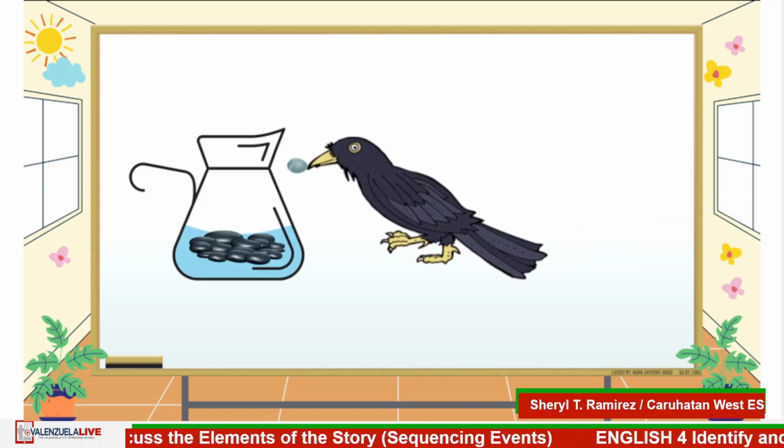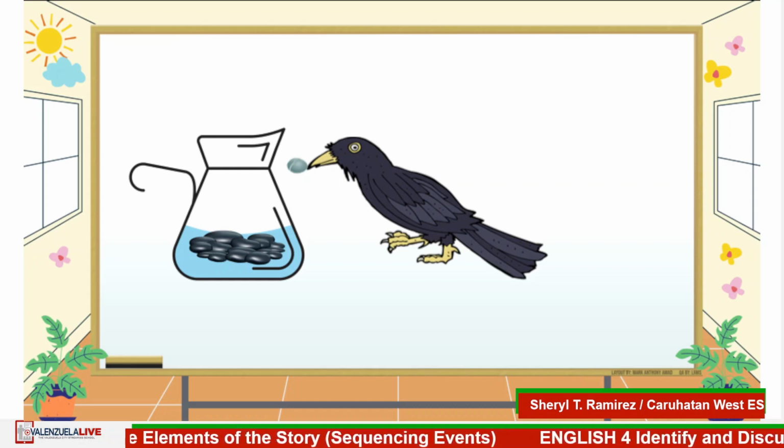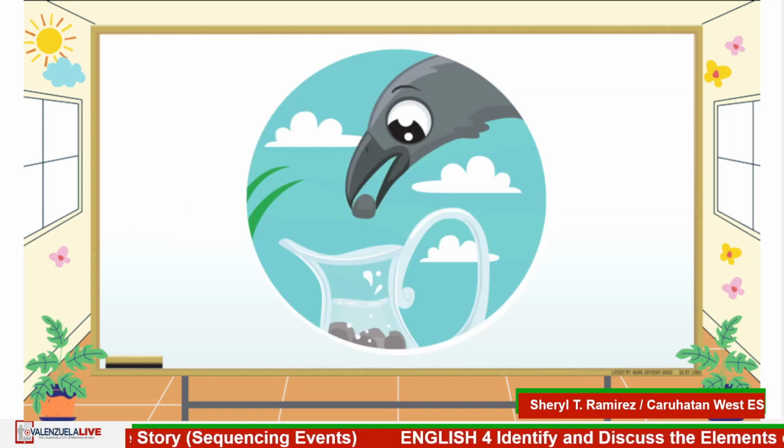Then a thought came to him, and he took a pebble and dropped it into the pitcher. Then he took another pebble and dropped it into the pitcher. Crow put more pebbles into the pitcher. At last, he saw the water mount up near him, and after casting in a few more pebbles, he was able to quench his thirst and save his life.